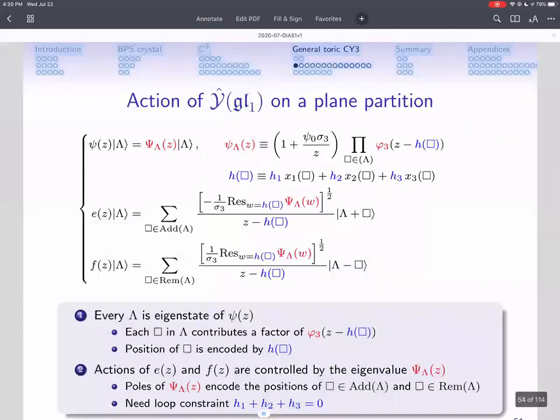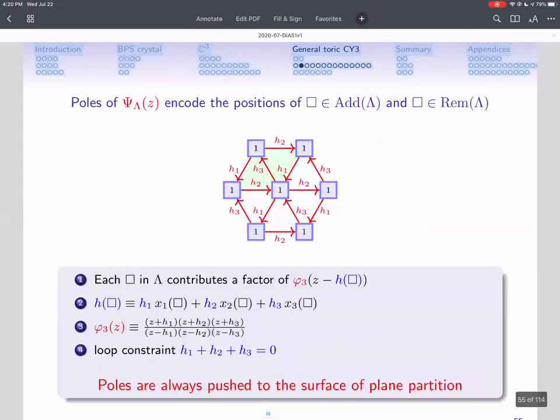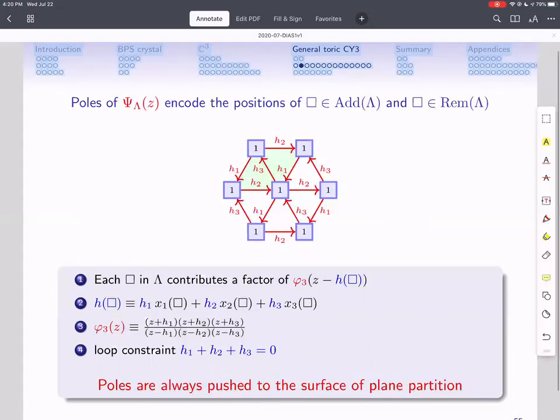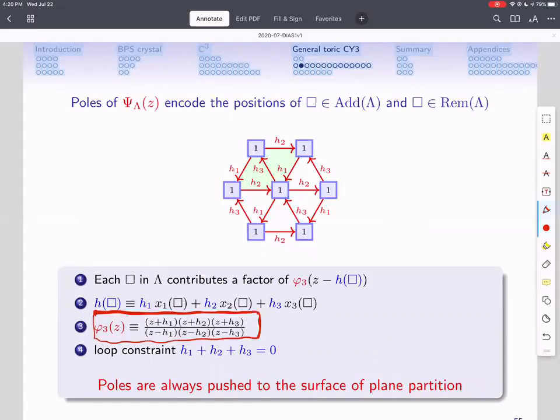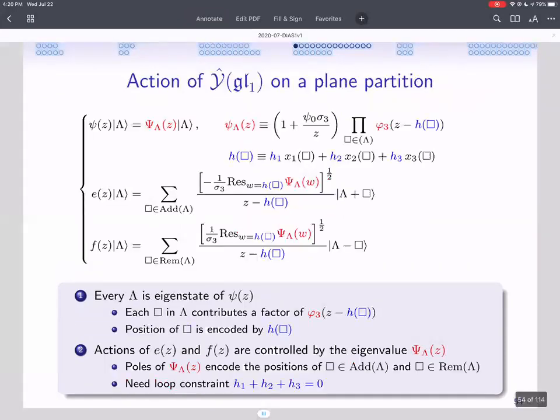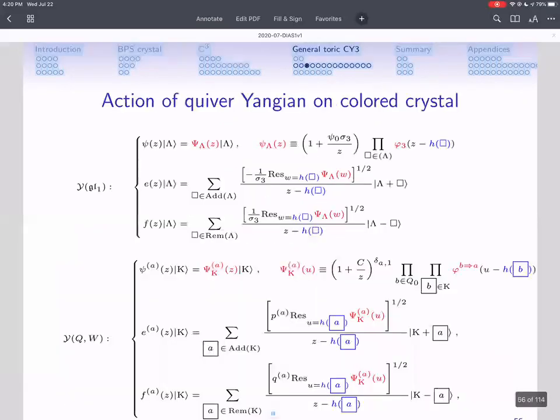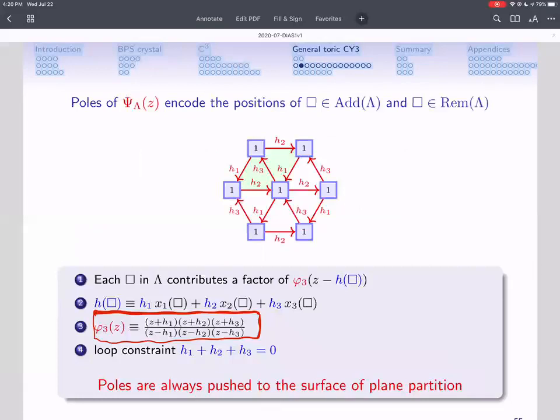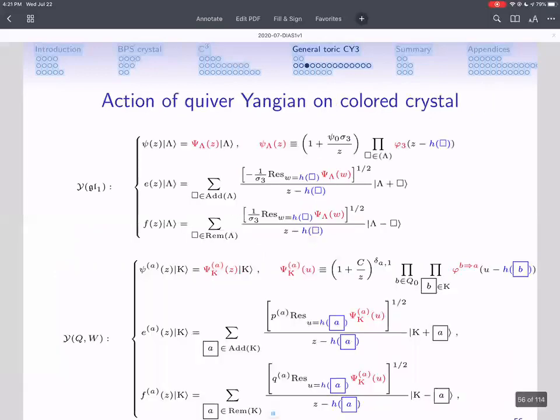This is the summary of how the upper Yangian acts on the plane partition. The main feature, as I showed earlier, is that with this construction, in particular this function here, the poles are always pushed to the surface of the plane partition. This is what we want to realize. We want to imitate the action on this colored plane partition for this new crystal or new quiver. What we want is to have it automatically that all the poles are pushed to the surface of the two colored plane partition. So this is just a natural guess.